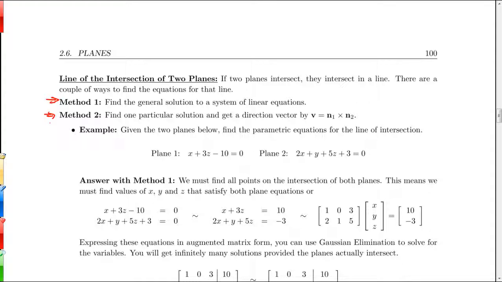Both of them are a little tedious, but neither one is particularly easier than the other. But perhaps method 1 is preferable because to do method 2, you really have to go through a big chunk of method 1 anyway. So we'll do method 1 first, and what that entails is just finding the general solution to a system of linear equations.